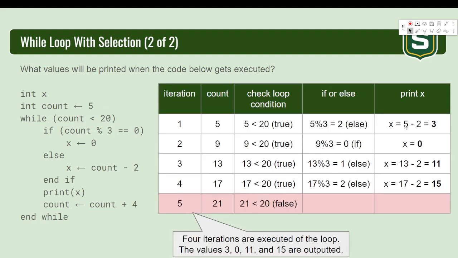The else part was done. So x was set equal to 5 minus 2, which was 3. And that's what got printed. I bold-faced the printed stuff. All right, and then we went through iteration 2.